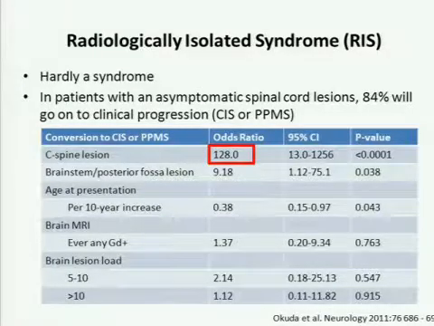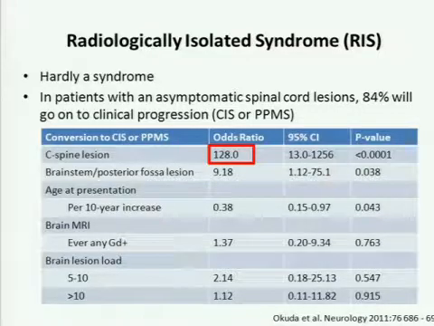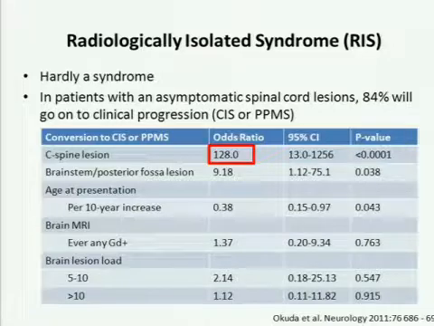I was trying to think in 20 years if I've ever seen a spinal cord lesion that was asymptomatic, but it's interesting.